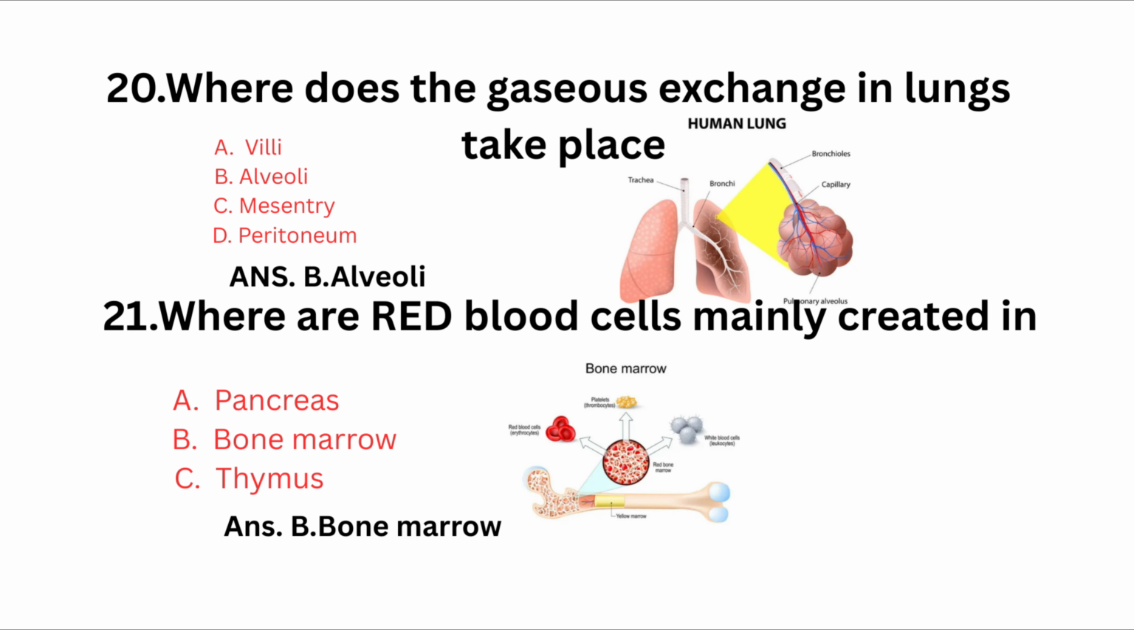21. Where does the gaseous exchange in the lung take place? A, villi, B, alveoli, C, mesentery, D, peritoneum. B, alveoli is the answer. Question 22. Where are red blood cells mainly created? In A, pancreas, B, bone marrow, C, thymus. Answer B is bone marrow. I hope, guys, you could take a screenshot of the diagrams, because I've tried to find the proper diagram with the proper markings on it for a better representation.